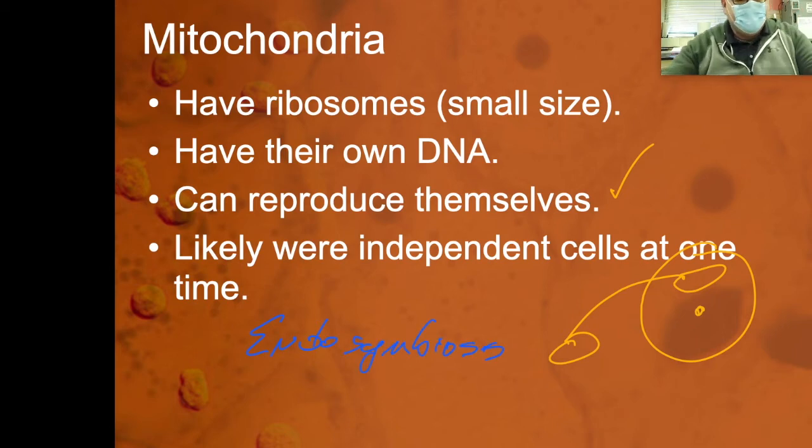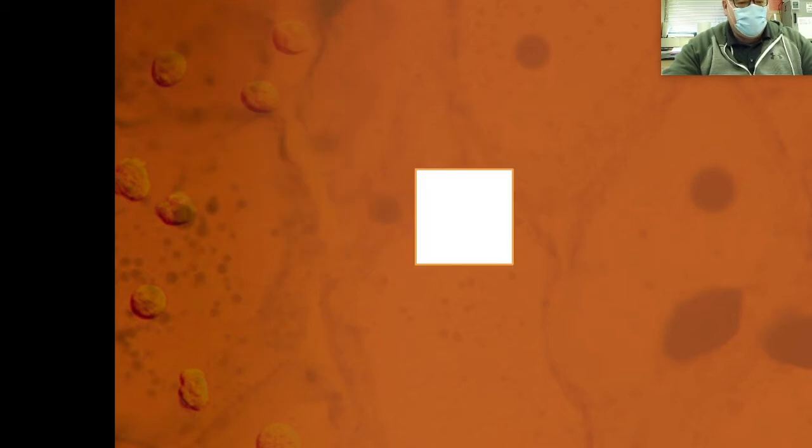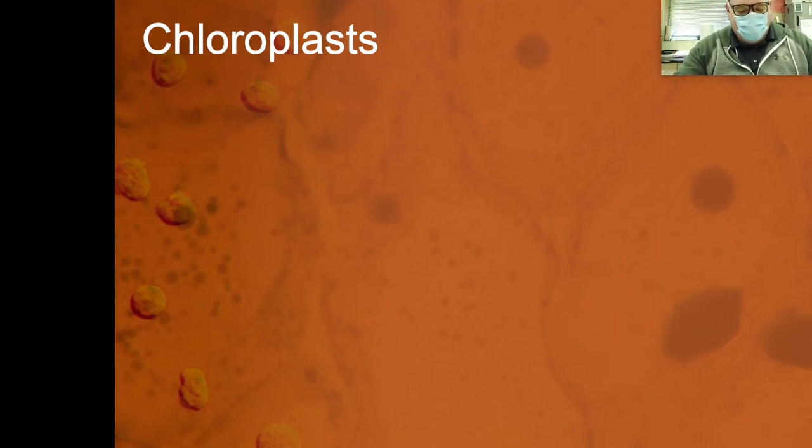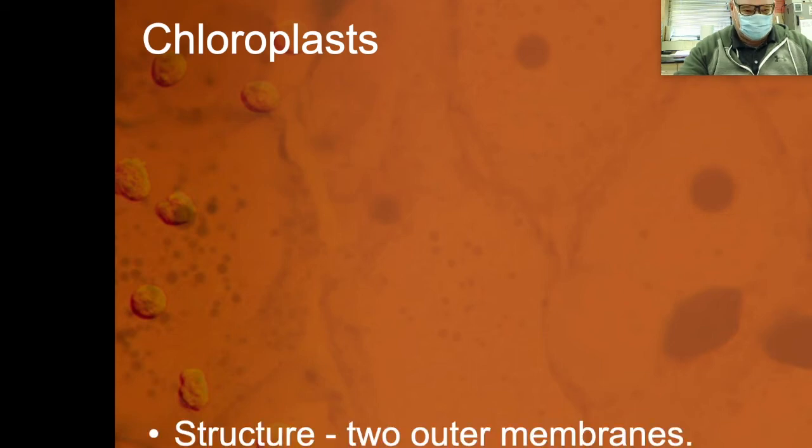Okay. Endosymbiosis. I'm going to go ahead on to chloroplasts. This will be pretty quick, and it's going to be quick because chloroplasts have tons of the same features as mitochondria.